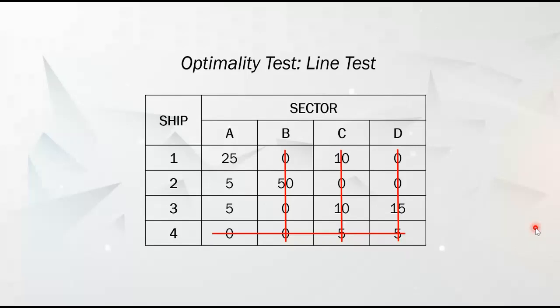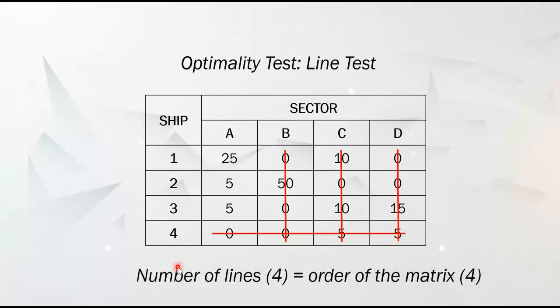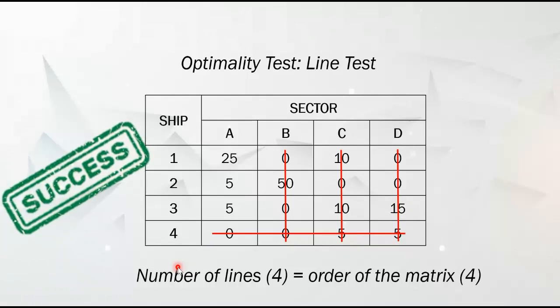All right, so now that we have drawn the vertical lines and the horizontal lines needed to cover all the zeros, we will now count how many columns or how many lines are there. So we have 1, 2, 3, and 4. So we have 4 lines. And we also have 4 columns and 4 rows. So that means the number of lines is equal to the number of columns and rows.